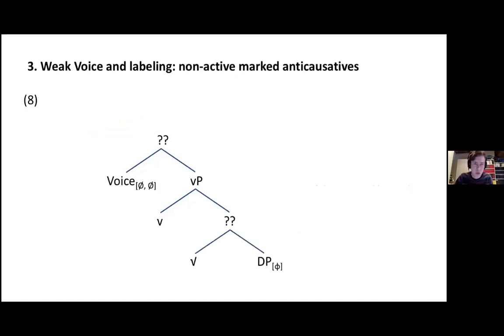Then the final structure, which we need to have a look at, is the non-active marked anticausatives, which are also attested in Latin from an early period onwards. Here, voice does not have any special features at all. And here, the only option to provide a label is basically to mimic what Chomsky proposed in 2015 for English T and EPP effects: you internally merge the internal argument.